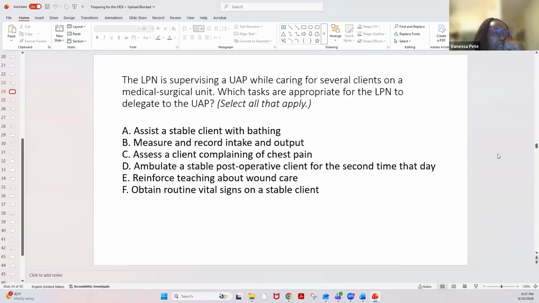All right, here we go. The LPN is supervising a UAP while caring for several clients on a med surg unit. Which tasks are appropriate for the LPN to delegate to the UAP? Select all that apply. Assist a stable client with bathing, measure and record intake and output, assess a client complaining of chest pain, ambulate a stable postoperative client for the second time that day, reinforce teaching about wound care, or obtain routine vital signs on a stable client.